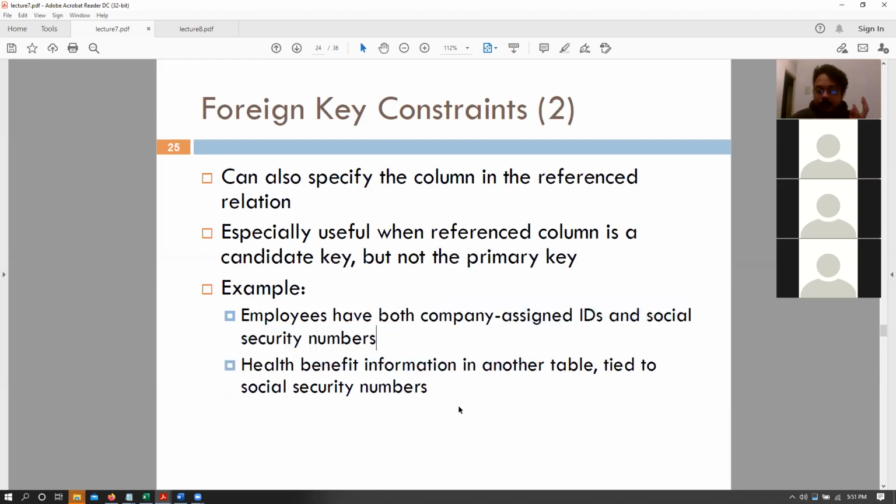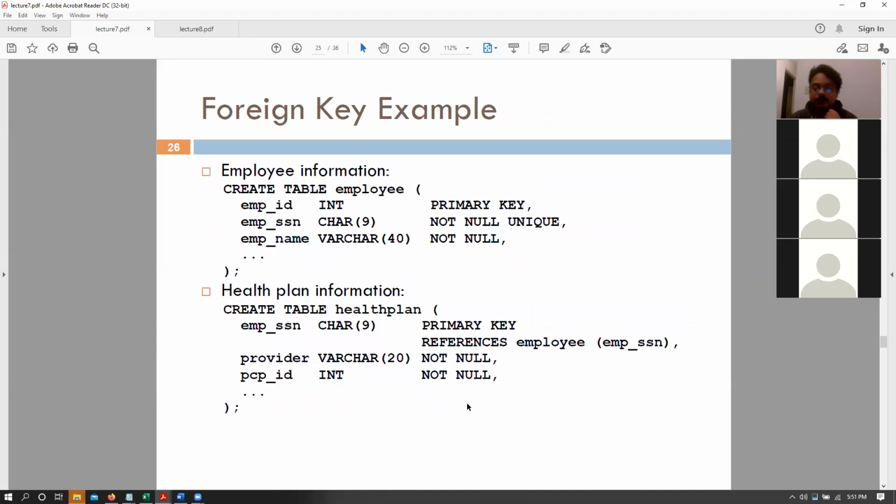So in this particular scenario, you can see that the social security number exists in both of those tables, and we would like to connect them in that scenario, right? Like we don't want a person having health benefits not to be a company employee, right? We should not allow something like that. So essentially we can have a table like that.